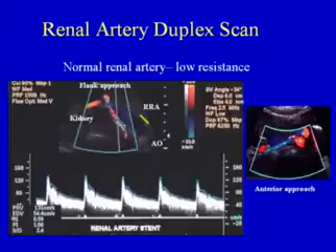Now here's a normal renal artery looking at the waveform pattern. We can see that we have continuous forward flow throughout diastole. This is considered decreased pulsatility that's observed throughout the renal artery, always providing flow going towards the kidney.